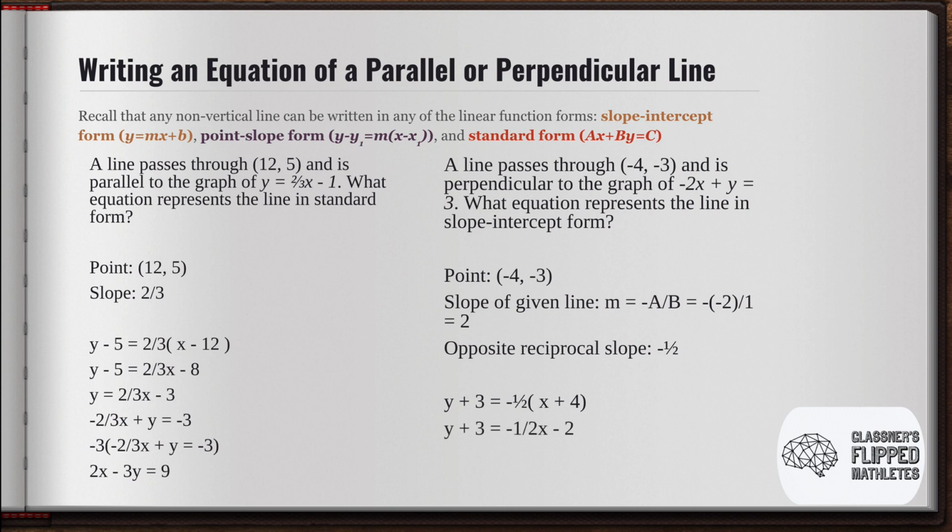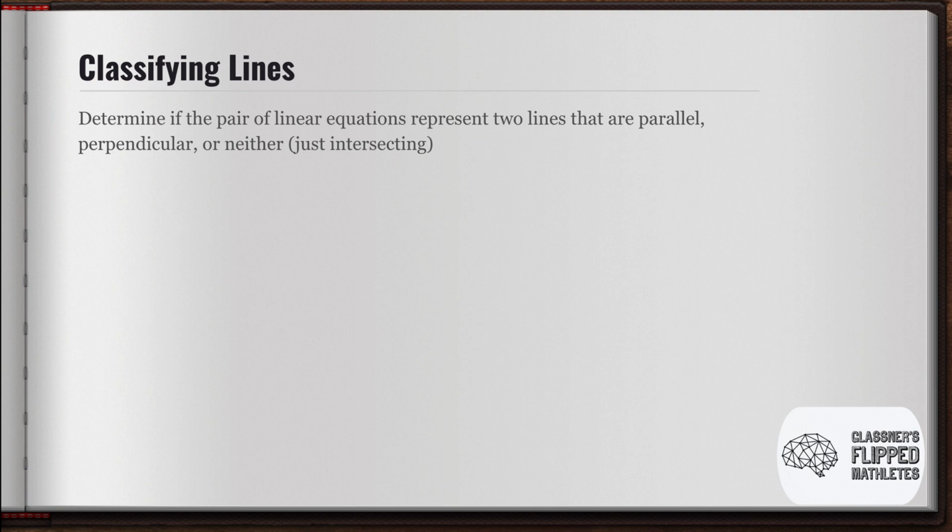Let's distribute that -1/2, and we get y plus 3 equals -1/2 x minus 2. And then subtract 3 from both sides: y equals -1/2 x minus 5. And because all we needed to do is get into slope-intercept form, we're done here. That is the solution. Let's classify some lines.